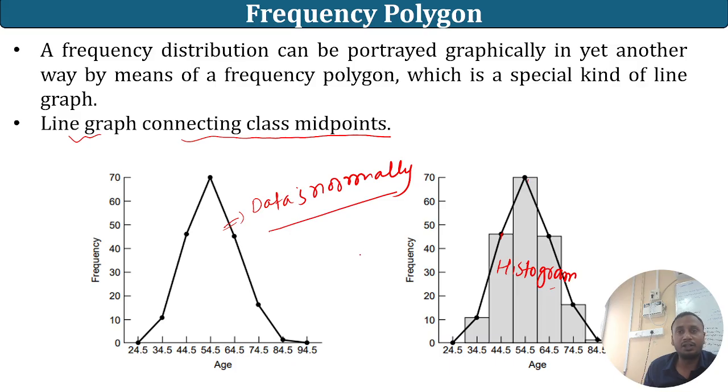So this is all about the frequency polygon. A frequency polygon is something where, instead of drawing the bar graph, we draw a line graph. That can be drawn by connecting the class midpoints with a line.